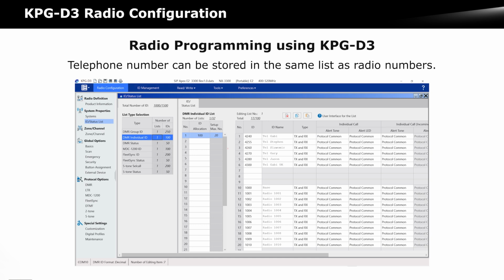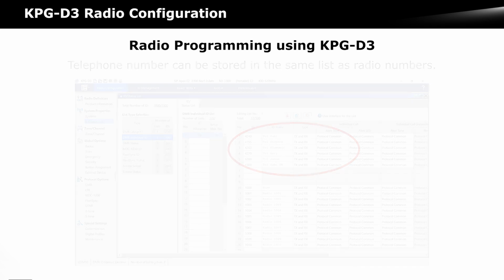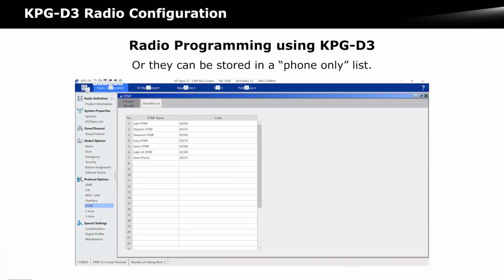Telephone numbers can be stored in the same list as radio numbers to make access simple and intuitive, or in a separate phone-only list.